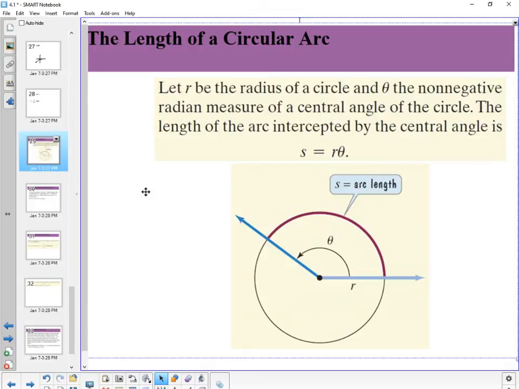S, arc. To find arc length, you're just going to multiply the radius by the measurement of this angle. So if you want to know how long this is, you're multiplying the radius by the angle measure. You want that to be in radians because that's what your converter is. So if you have degrees, convert to radian measure and then multiply by the radius. Okay.